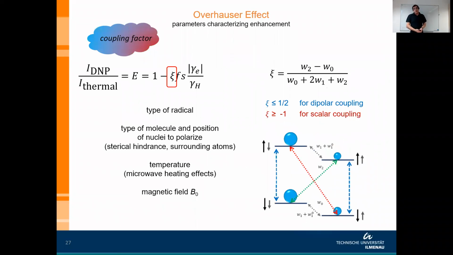The coupling factor depends also on the type of radical, the type of molecule, and then on the temperature through the dynamics of the system, and then on the magnetic field. The coupling factor is described by the difference in the ratio of the transition probabilities W2 and W0. And as I mentioned before, depending on this difference, you have dipolar coupling or scalar coupling, basically.